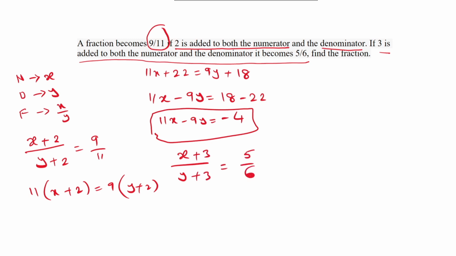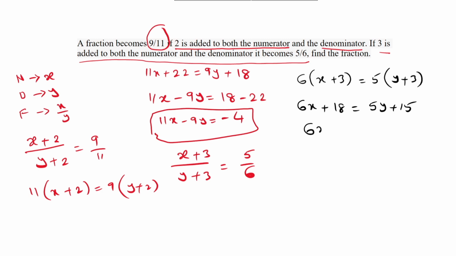So here also, again the same, doing cross multiplication. That is 6 into x plus 3 equals 5 into y plus 3. Simplifying this, 6 into x, 6x, plus 6 3s are 18, equals 5 into y, 5y, plus 5 3s are 15. 6x as it is, plus 5y becomes minus 5y, equals 15 plus 18 becomes minus 18. 6x minus 5y equals 15 minus 18, which is minus 3. This is equation number 2.